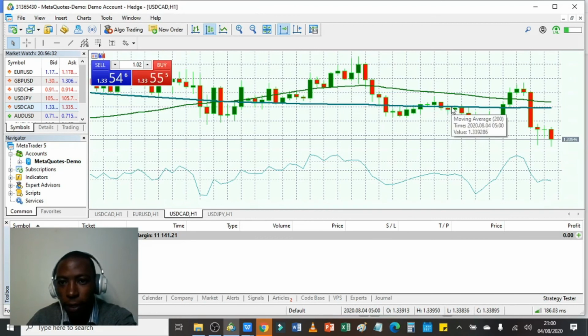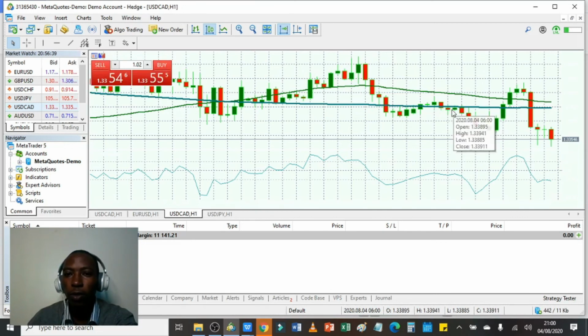some kind of temporary resistance at the 200-hour moving average. So this is what we call a tweezer top. It's a kind of a tweezer top. From there henceforth, as you can see, the price kept dropping because of this type of resistance.